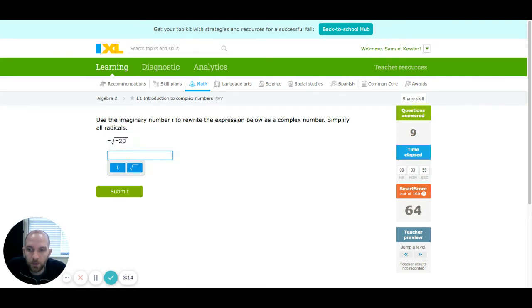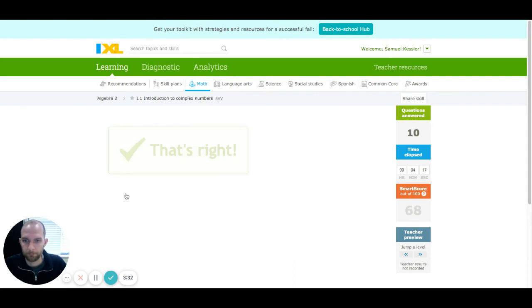All right, so here we have to do a little bit of simplifying of radicals. We've done that unit, so that's nice. We know that 20 would break down to 4 times 5. The square root of 4 is 2, so we can pull a 2 out. And then underneath we would still have the 5, and that negative makes it imaginary.